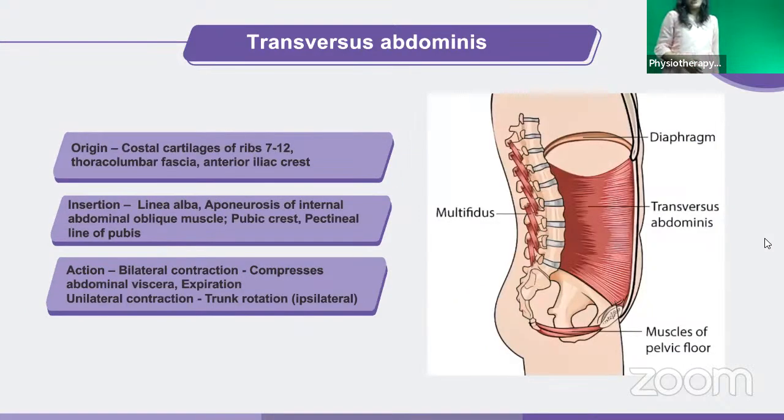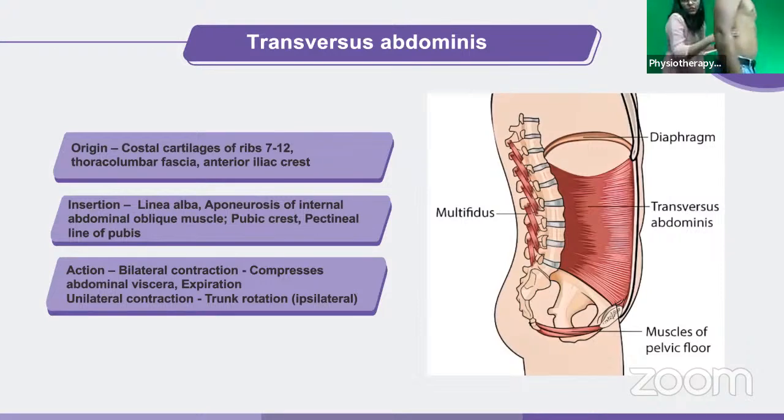Next is transversus abdominis. It has its origin from the costal cartilages. These are the costal cartilages 7 to 12. So from the 7th to 12th costal cartilages, from the thoracolumbar fascia and from the anterior iliac crest, it has its origin like this, and it gets inserted into the linea alba as well as the pubic crest.